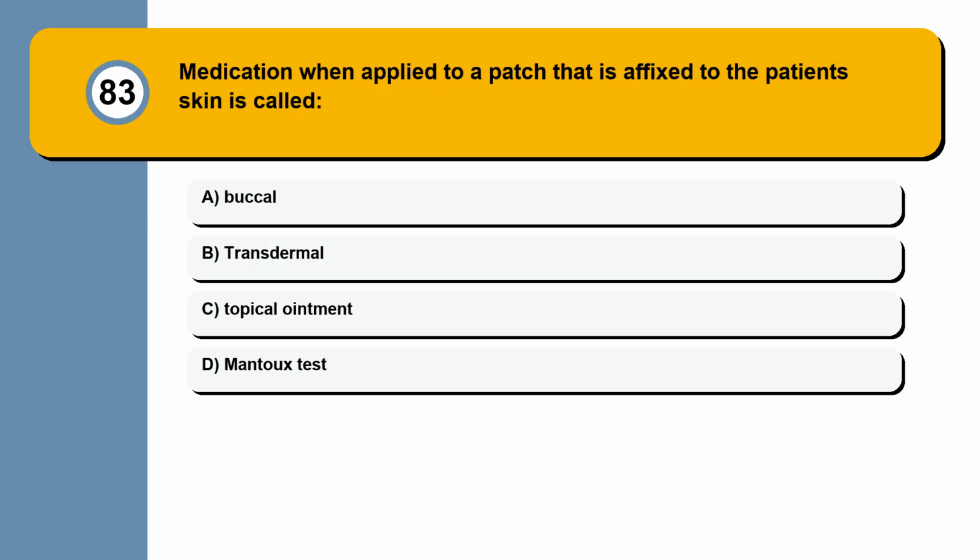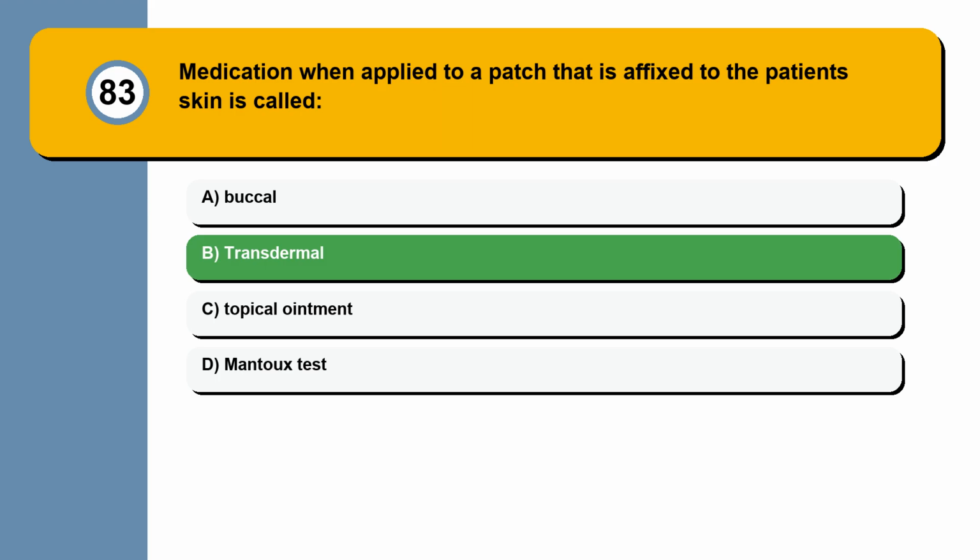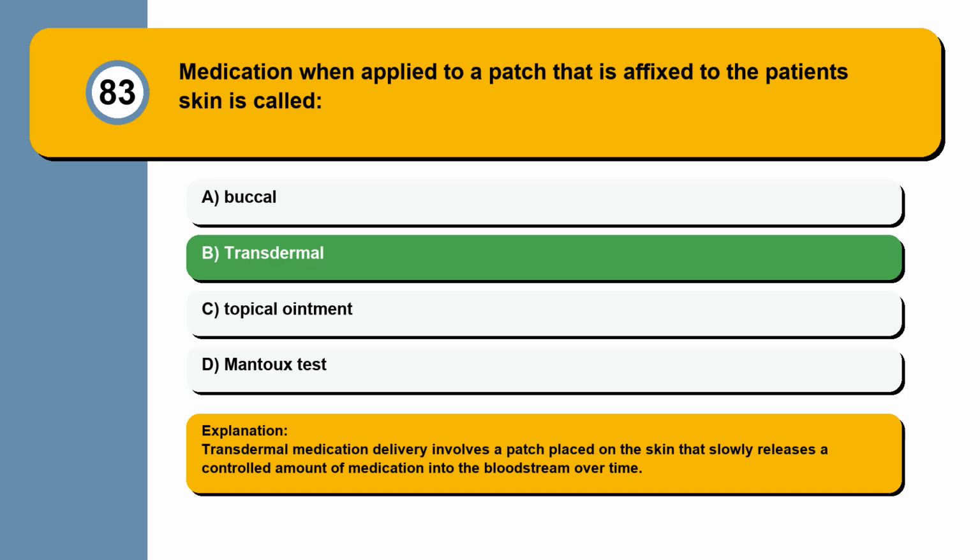Option D, Mantoux test. The correct answer is option B, transdermal. Explanation. Transdermal medication delivery involves a patch placed on the skin that slowly releases a controlled amount of medication into the bloodstream over time.